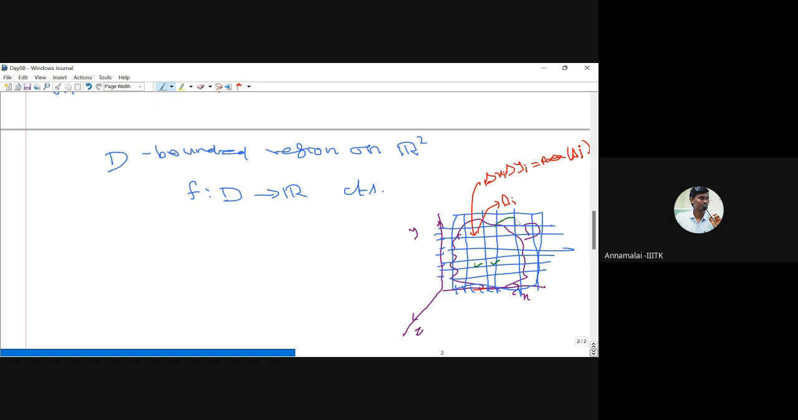But if you look at this portion, this is not a rectangle. It will look like some triangle or something. So how do we find the area of this type of region? If you split it more, if you consider more points on the x-axis and more points on the y-axis, you'll get very small rectangles.